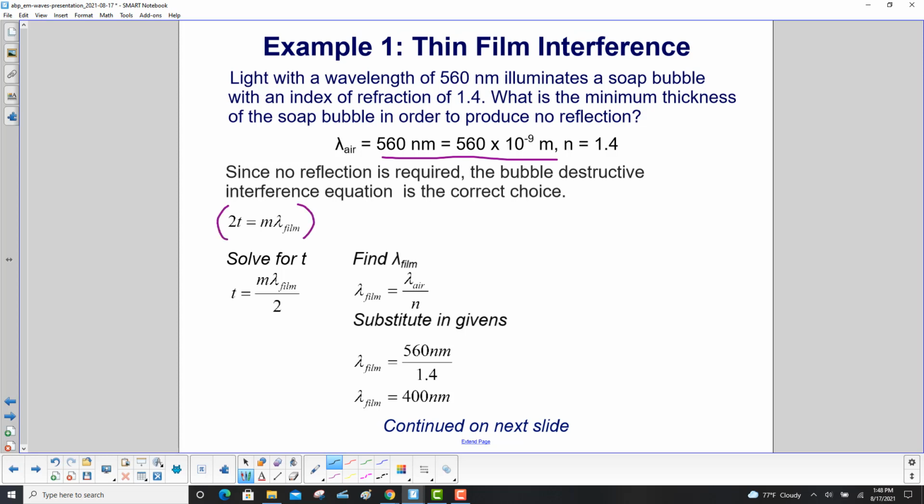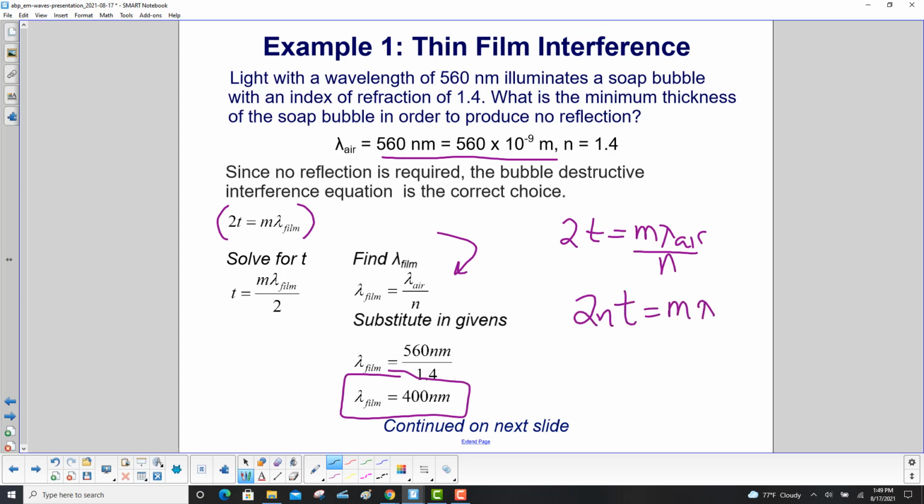2T is m lambda film. So T is m lambda film over 2, right? We divide by 2, and that's pretty simple. Now we need to find lambda film. Lambda film is lambda air over n. We substitute in the givens, and we find that the wavelength in the film is 400 nanometers. Now sometimes you'll see this equation written like this: 2T is m lambda, where lambda is the air. And what has to be underneath that? Well, lambda film is lambda air over n. So you might see this equation, or 2nt equals m lambda, but here we're going to use the wavelength in the film. So we're using the proper equations there.